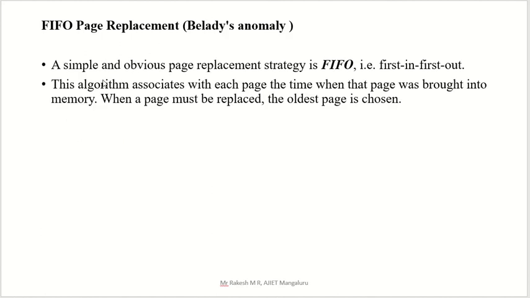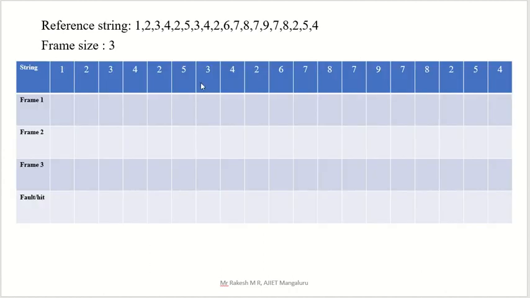FIFO page replacement, a simple and obvious page replacement strategy, is FIFO. Full form is first in, first out. Who comes first will go first. This algorithm associates with each page the time when that page was brought into memory. When a page must be replaced, the oldest page is chosen. We will see that with an example.